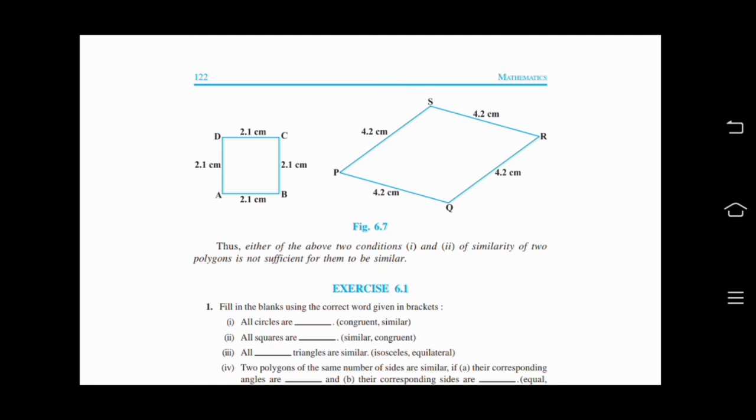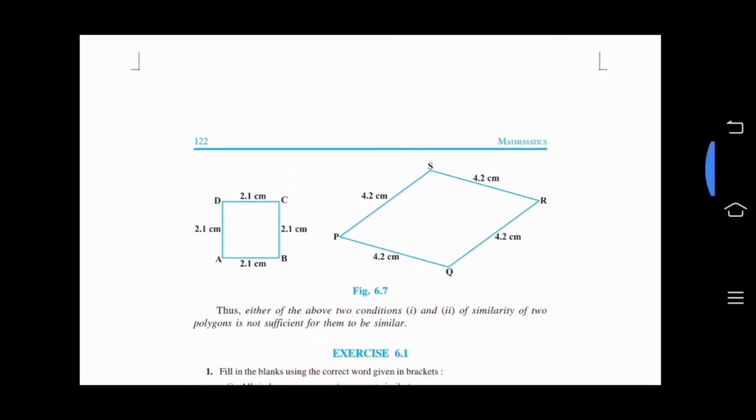Now whether our first condition is satisfied or not: corresponding angles should be equal. Here all angles in ABCD are 90 degrees, but in PQRS there is no angle which is 90 degrees. So corresponding angles are not equal in these two quadrilaterals. So since one condition is not satisfied, these two quadrilaterals are not similar to each other.